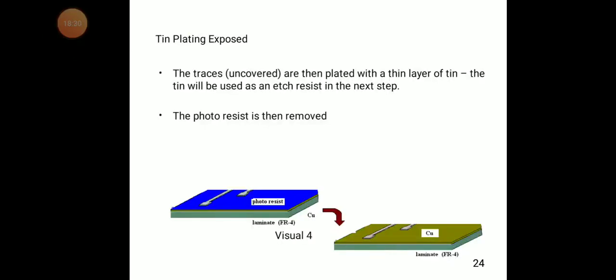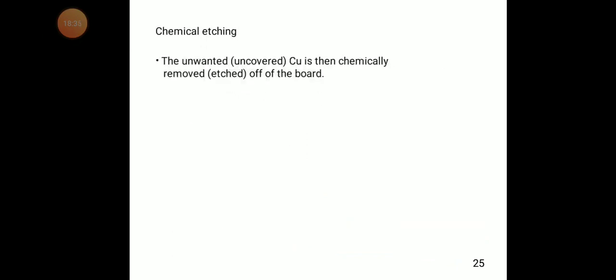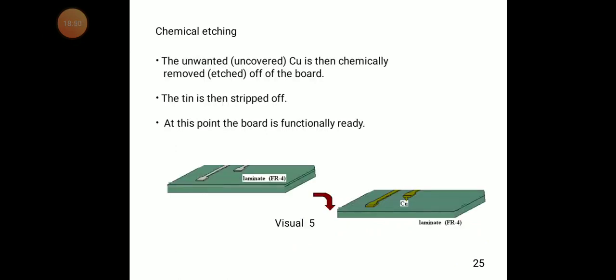After the tin plating exposition, then we go for the chemical etching. The unwanted copper or uncovered copper is then chemically removed from the board. That is etched from the board. This is called etching.